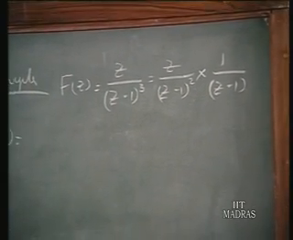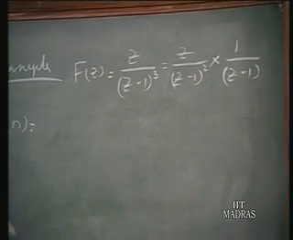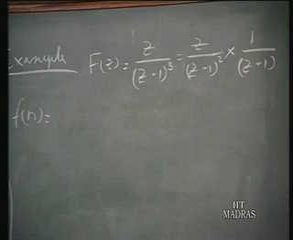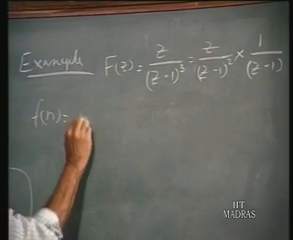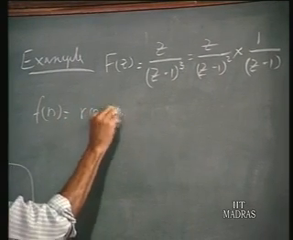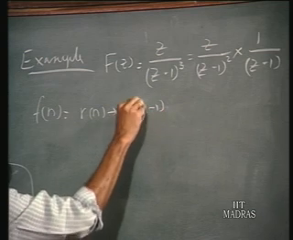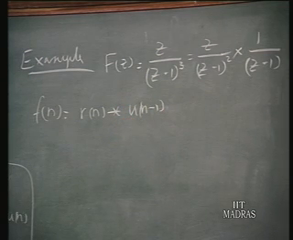the convolution of the two corresponding time functions. The convolution corresponds to the product in the transform domain. Therefore, this is r of n convolved with u of n minus 1. So let us see what this implies.